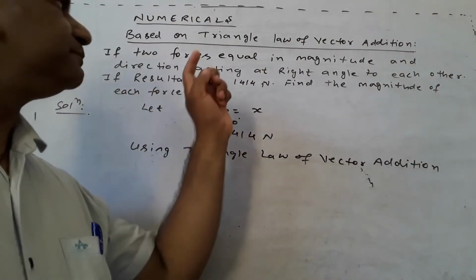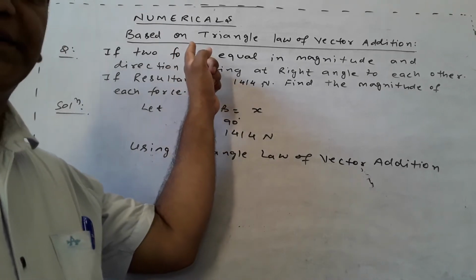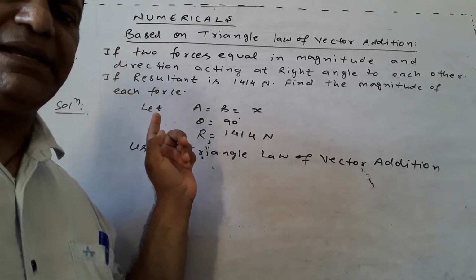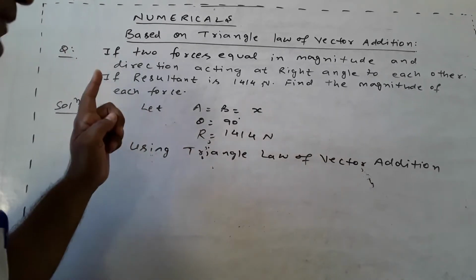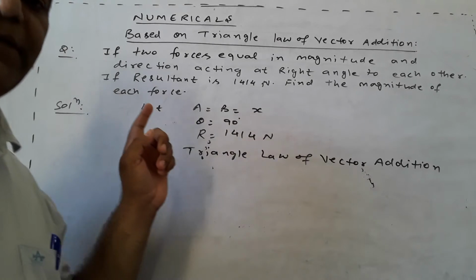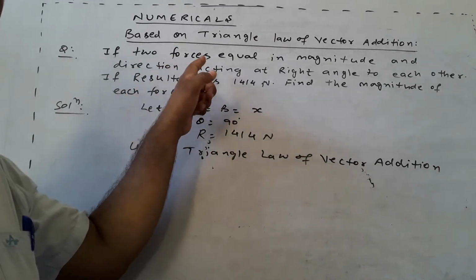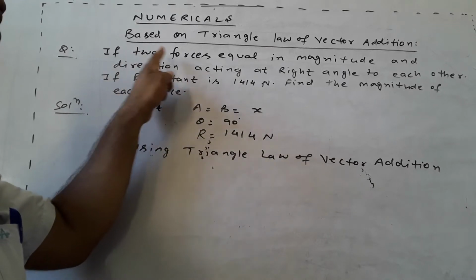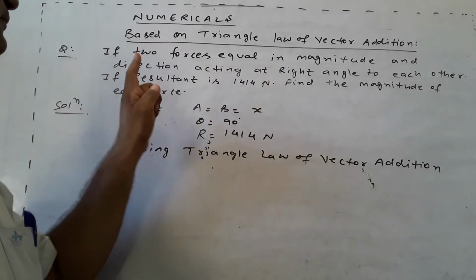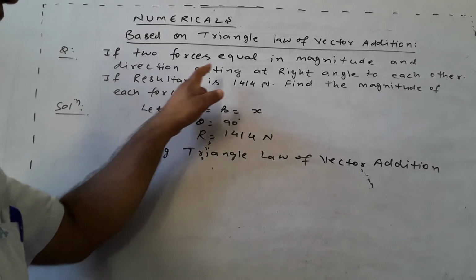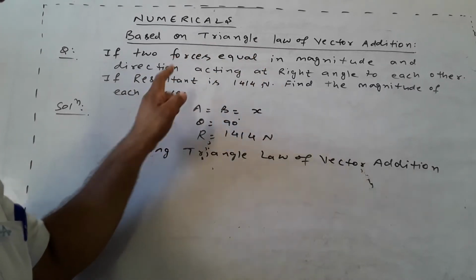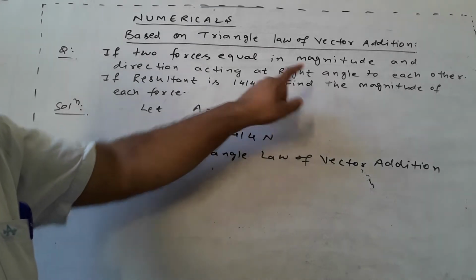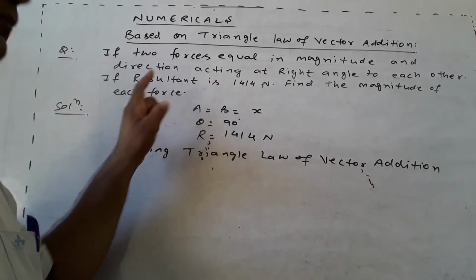Yesterday we did the triangle law of addition and calculated the resultant and its magnitude. Today we will do numericals based on the triangle law of addition. First numerical: if two forces equal in magnitude, acting at right angle to each other, have a resultant of 1414 Newton, find the magnitude of each force.